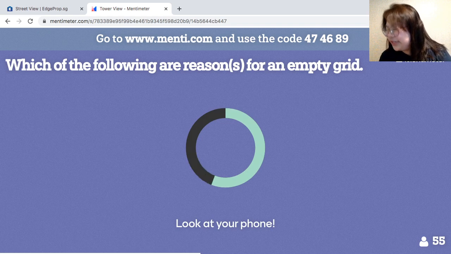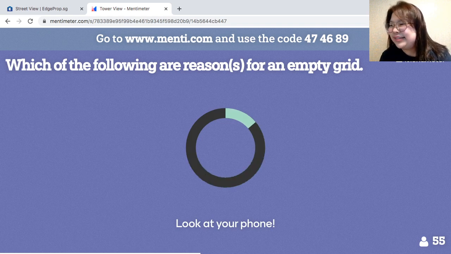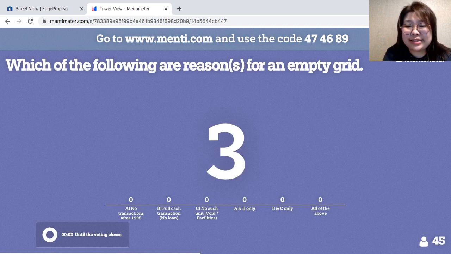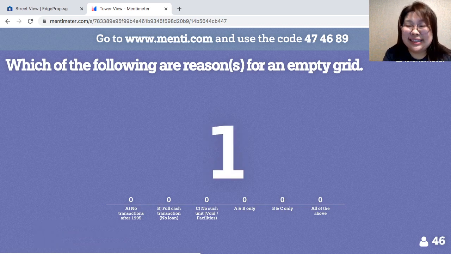Danny and YOLO, yes, 6 months is correct, well done. Okay, now a lot of things to read. Which of the following are reasons for an empty grid? Is it A, no transactions after 95, B, full cash transactions, C, no such unit, A and B, B and C, or all of the above?